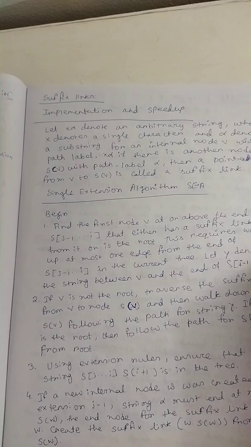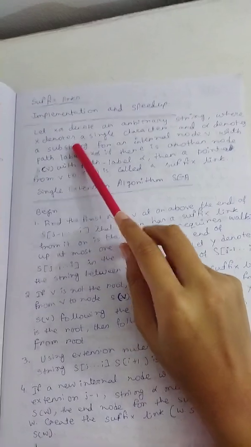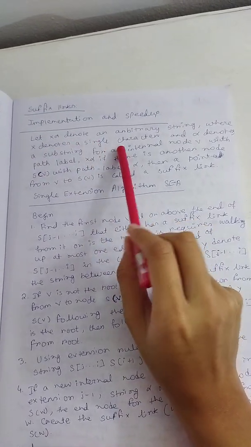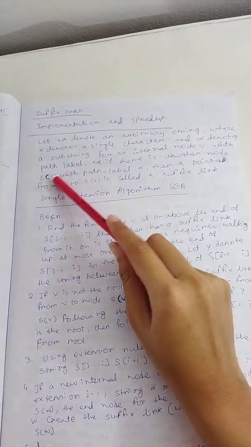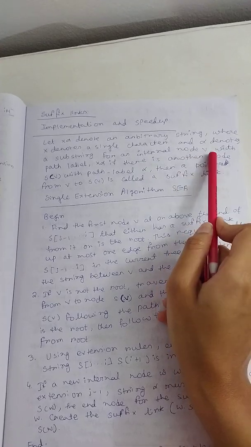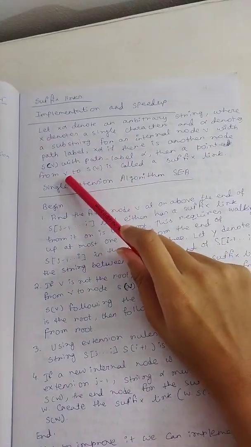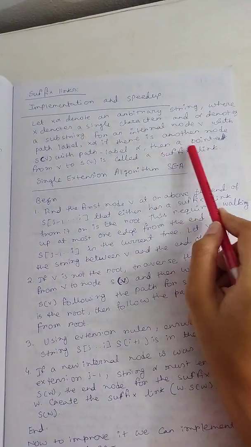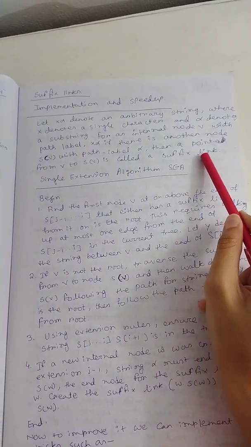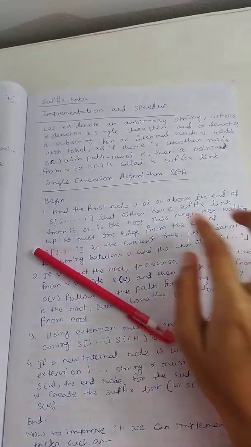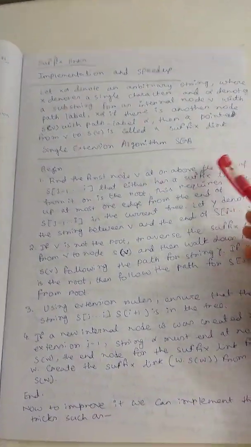Next we will learn about suffix links. Let's see what a suffix link is, how to implement it and how to speed up our algorithm. Let x alpha denote an arbitrary string where x denotes a single character and alpha denotes a substring. For an internal node v with path label x alpha, if there is another node s(v) with path label alpha, then a pointer from v to s(v) is called a suffix link. In simpler words, if those nodes are connected, it is called a suffix link.